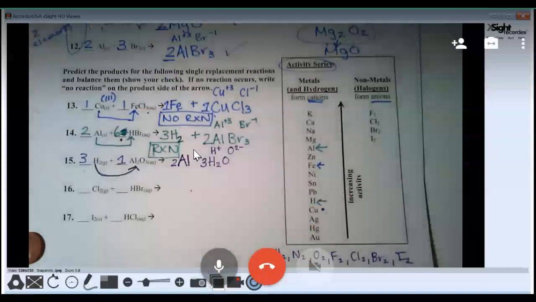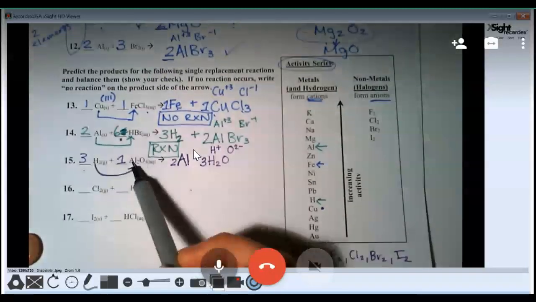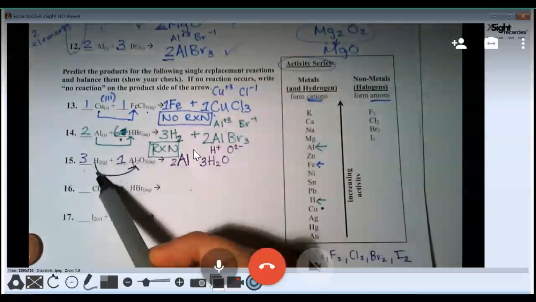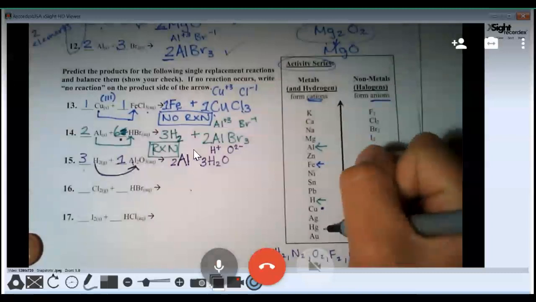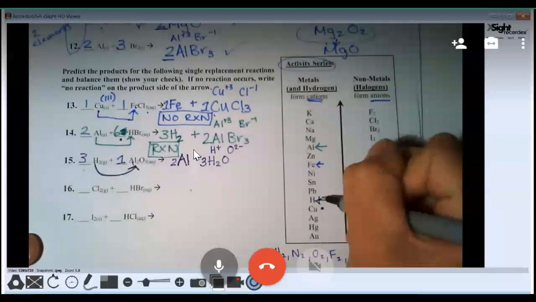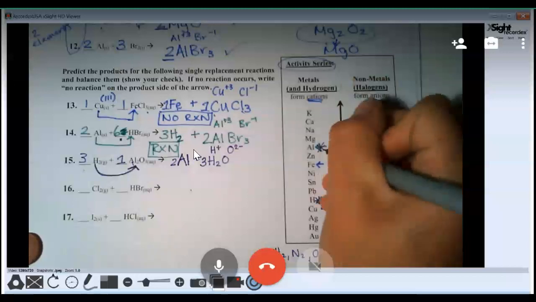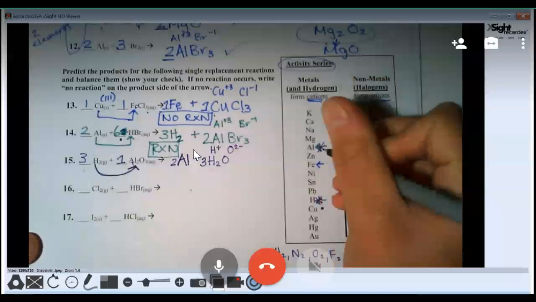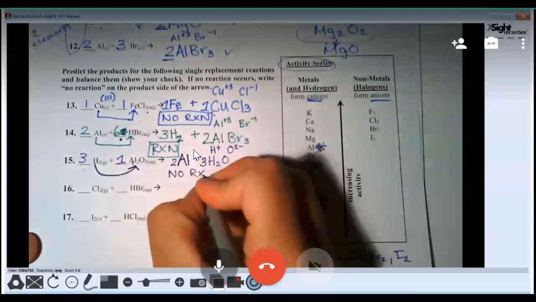And now we need to decide if this reaction will happen. So we need for hydrogen to be more reactive than aluminum. Hydrogen needs to be higher in our activity series than aluminum. So let's find one of those things. Let's see. Hydrogen's here. This is not boding well. Aluminum's all the way up here. So hydrogen is way less reactive than aluminum. So this reaction is not going to happen. It's going to be no reaction.